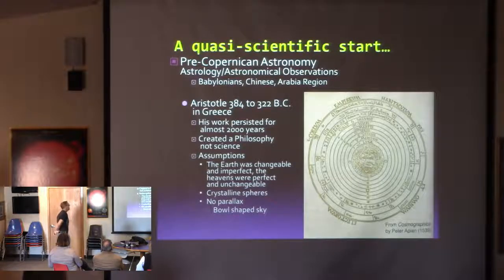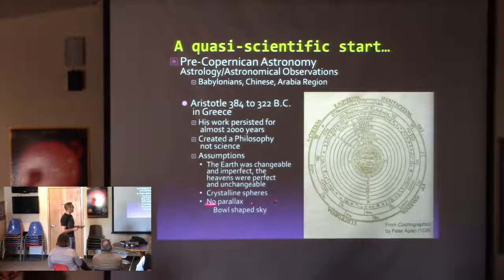So in pre-Copernican astronomy, we go back to the astrology and the astronomical observations made by the Babylonians, Chinese, and folks in the Arabian region. Aristotle comes along in the 300s BC in Greece and came up with a model that tries to explain everything, famous here, that was good enough for 2,000 years. Name something that we've done that's held on for 2,000 years. Our country is a baby compared to this. But it's really a philosophy, it's not science. It isn't as anchored to this cause and effect that we're looking for.